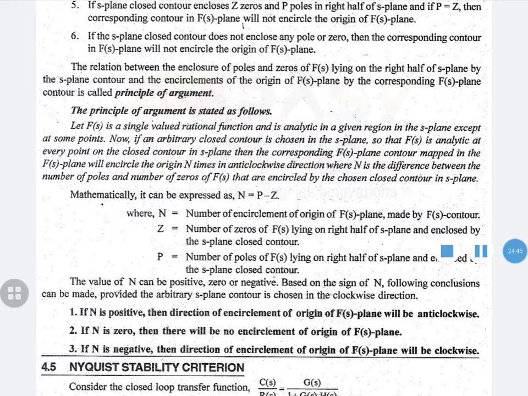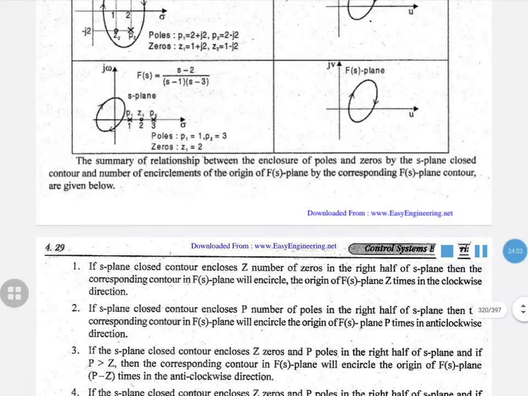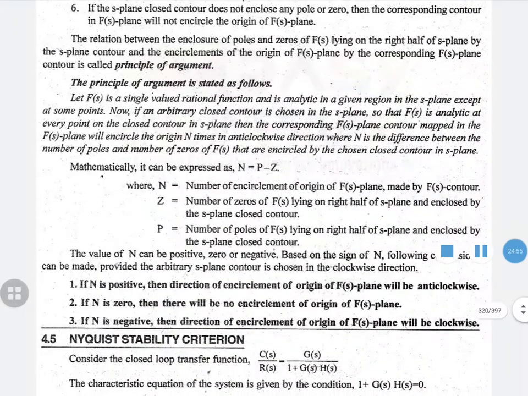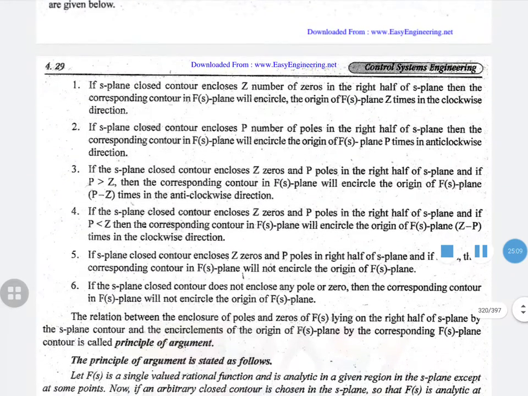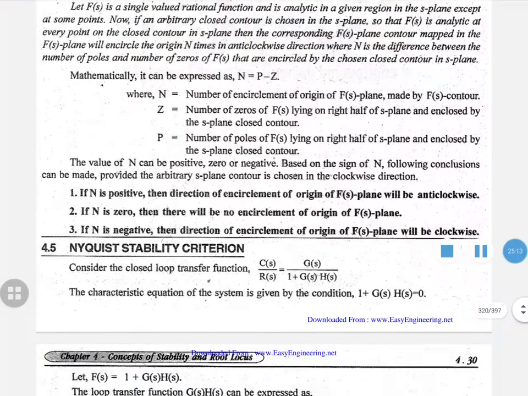This is what we are generalizing. We are introducing an expression, denotation N, which relates P and Z. Depending on the value of N, you are predicting or calculating the encirclement. It is the same as these cases, there is no difference.